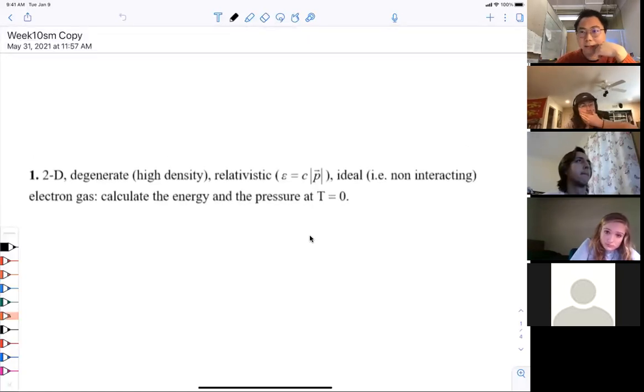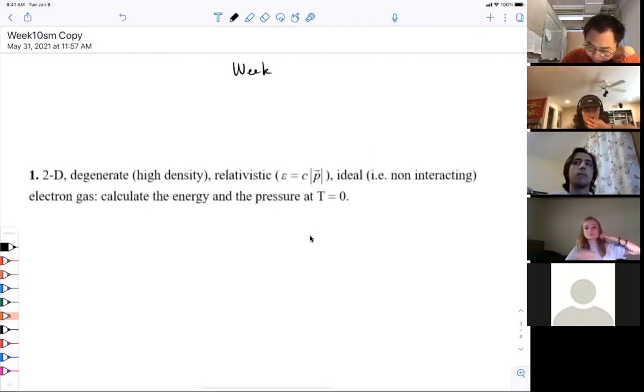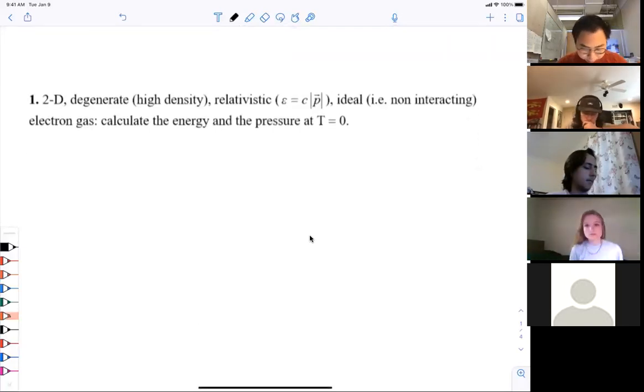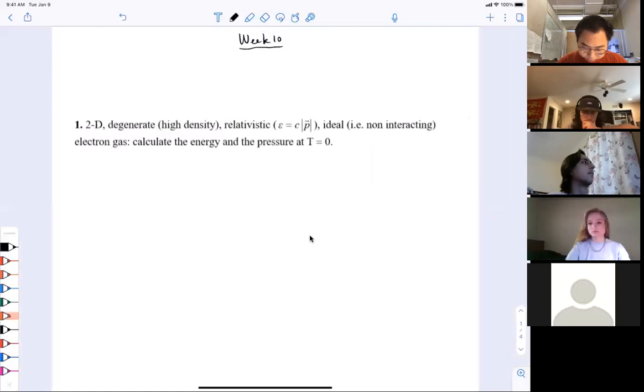Okay, so as usual, feel free to interrupt and unmute yourself, ask questions, right? And there are four problems in total. The first one, as you can see, is about an ideal Fermi gas at zero temperature in 2D.